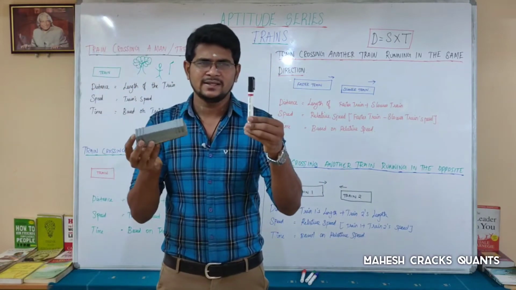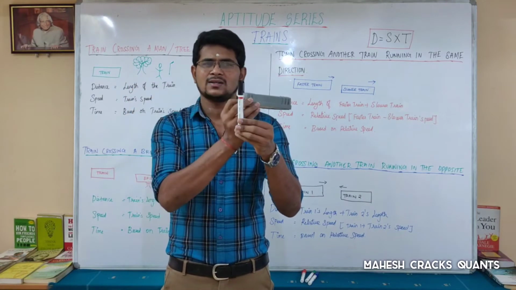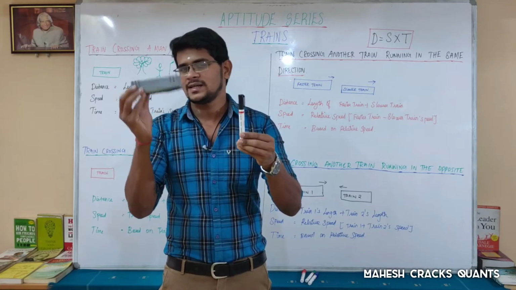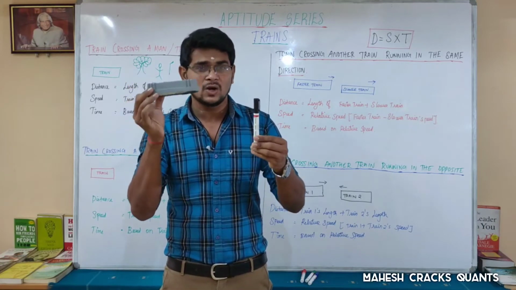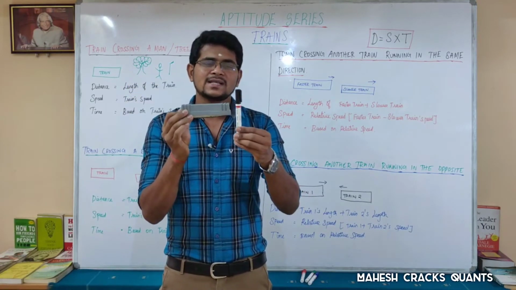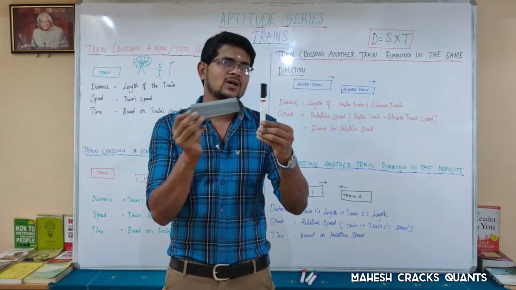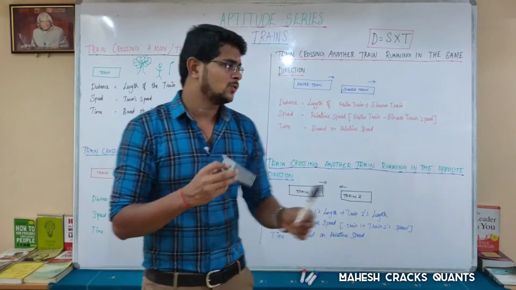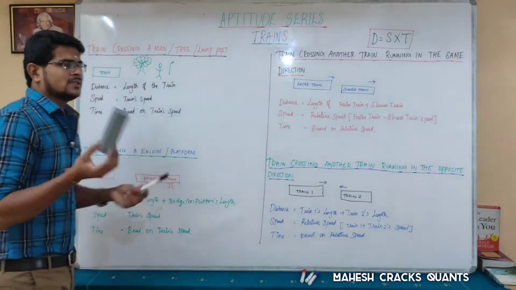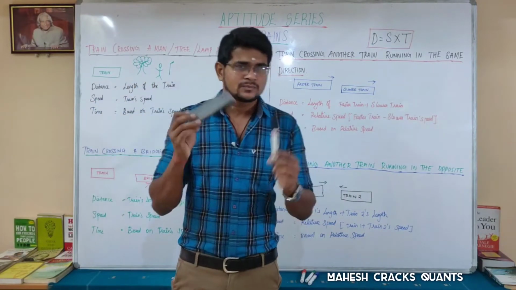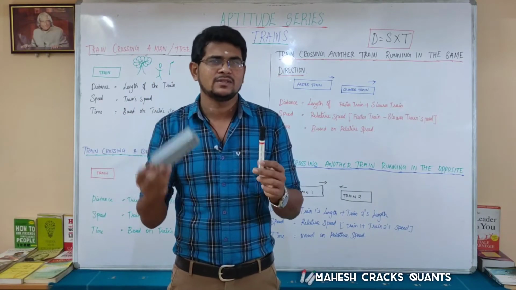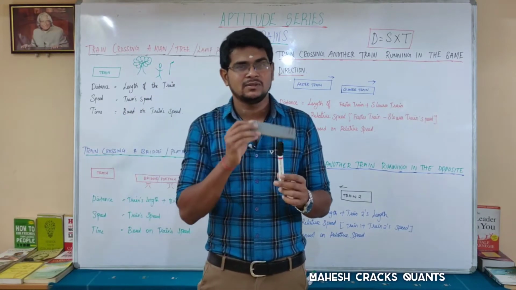Speed is there, the tree is there, and the train is crossing the man. What is the speed? Speed is with only the train, right? Yes, the train's speed alone will be calculated because the train is the one crossing the man or tree or lamp post. The tree doesn't have any speed. Next, time is always based on the speed. If the speed is high, then the time taken will be less. If the speed is less, the time taken will be high.